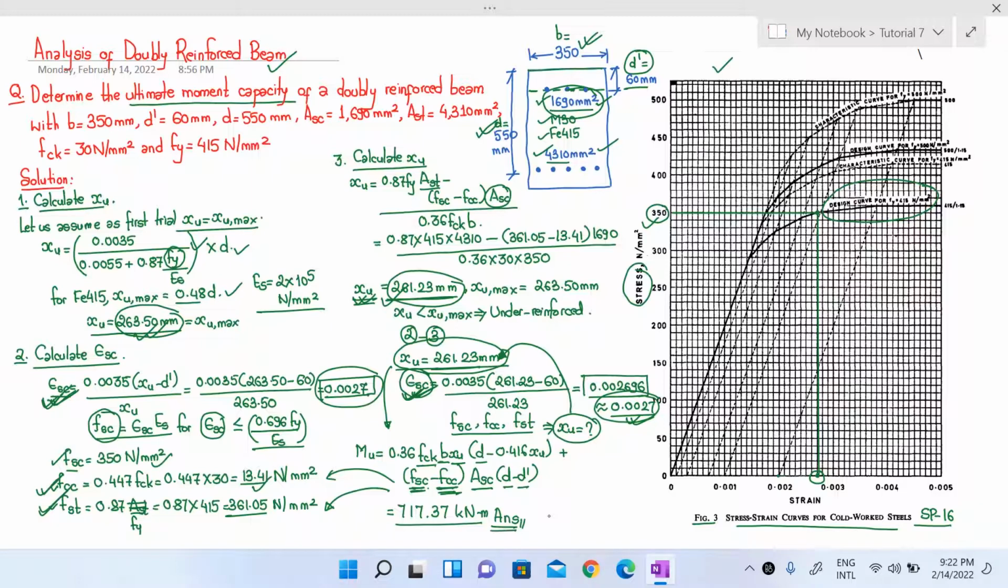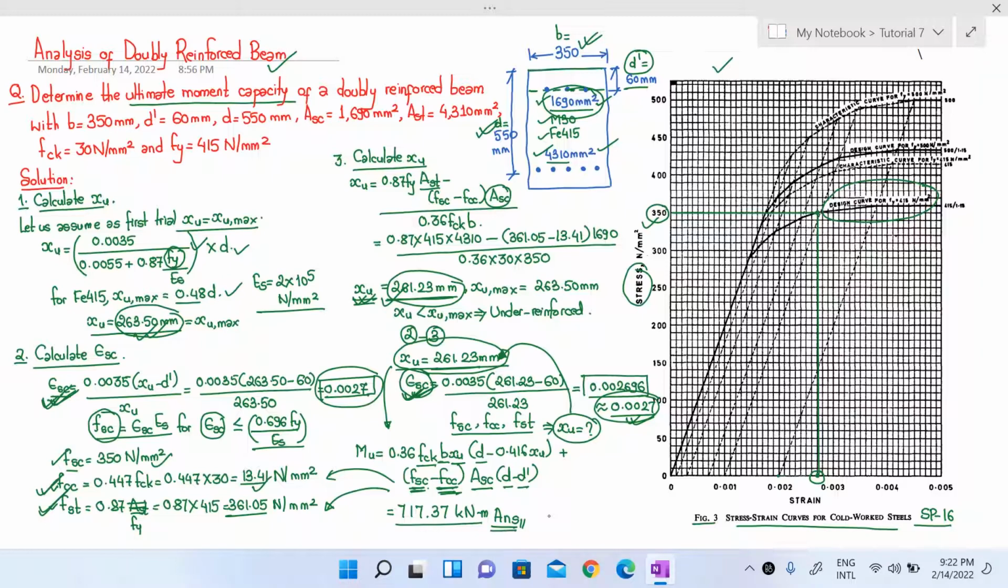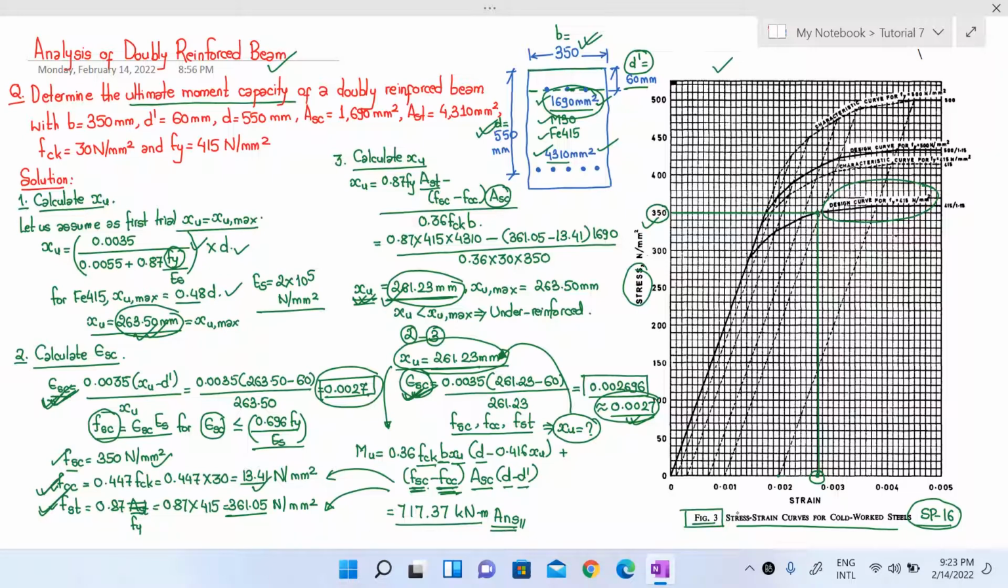So this brings us to the end of this numerical. In this numerical we calculated the ultimate moment capacity of our doubly reinforced beam, and we did this numerical based on the computations and general procedure. We took the help of the design aid SP16, and in SP16 we looked at figure number 3 to determine the value of stress in our steel, and the remaining problem we solved by using the formulas.